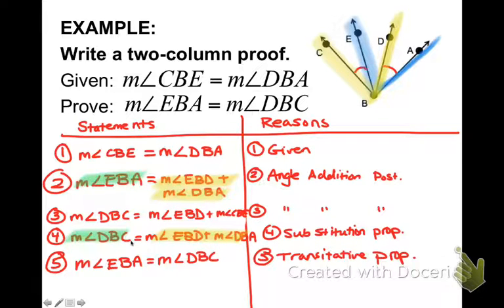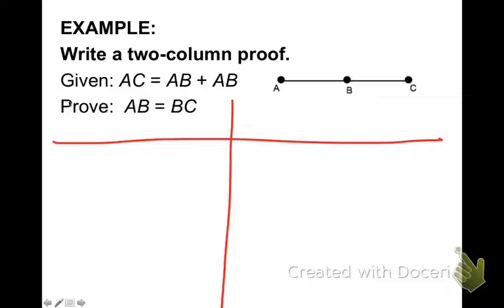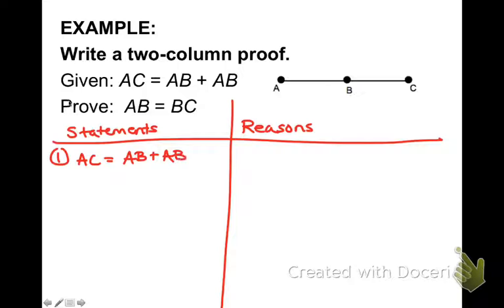All right, flip on to the back. We're going to do 3 more. Set it up. Make your T-chart. Statements on the left. Reasons on the right. Everyone should always be able to write out the given. So we are given that AC is equal to AB plus AB. Given. Okay. AB plus AB is equal to AC.